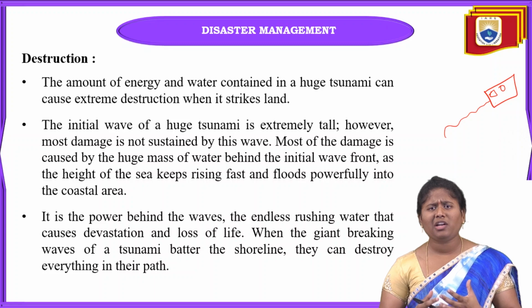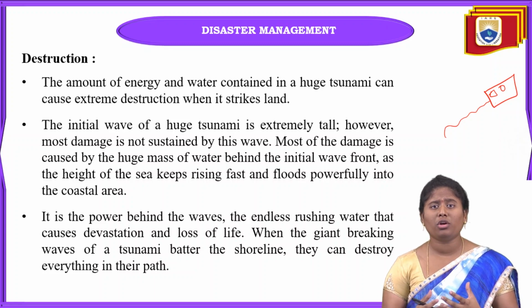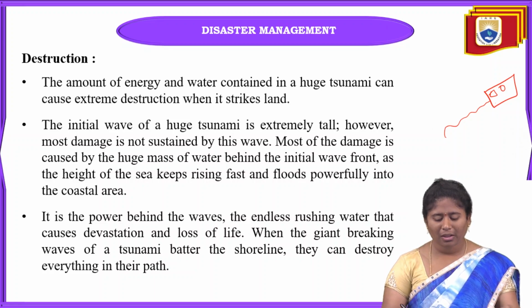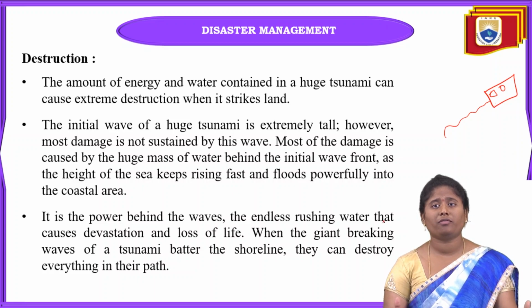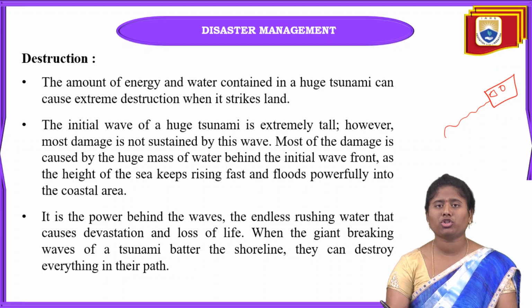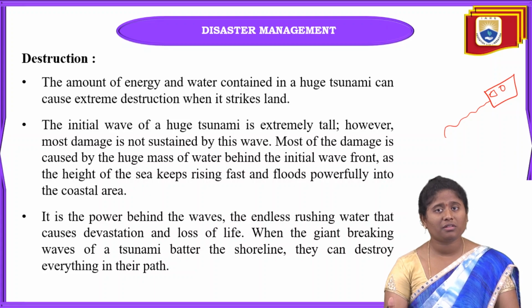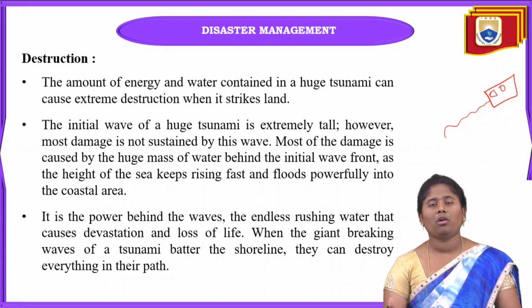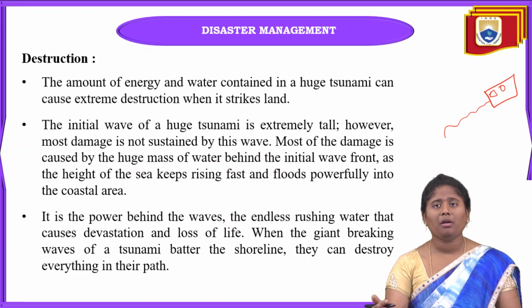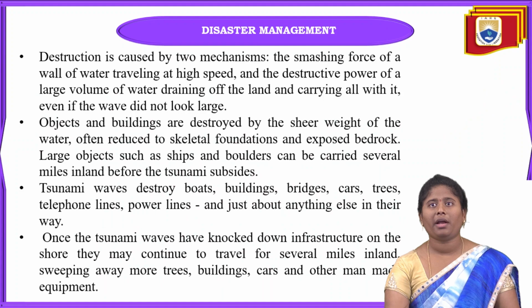If endless waves occur at that time, they will definitely cause so much loss of life. And when giant breaking waves of a tsunami reach the shoreline, they can destroy everything that comes under their path. That's why, when these natural disasters occur, we cannot survive. Why? Because we don't know when they are going to occur. And when natural disasters come, we lose so many lives and so much property. And this destruction can be caused by two mechanisms.